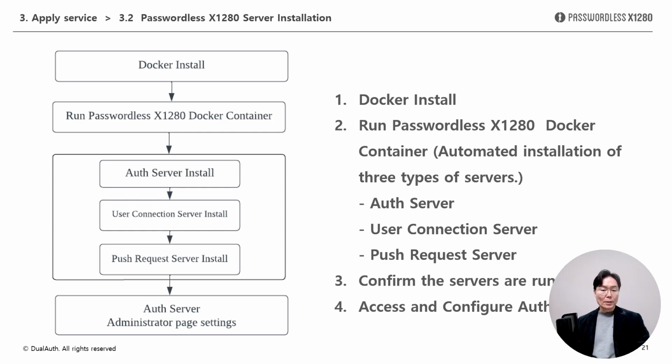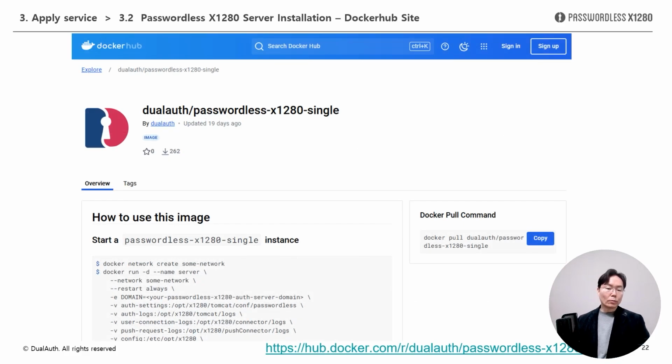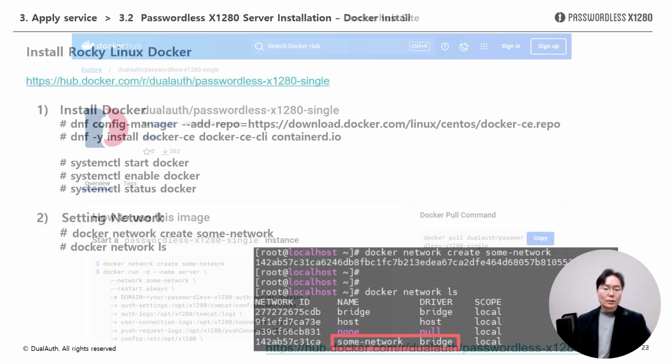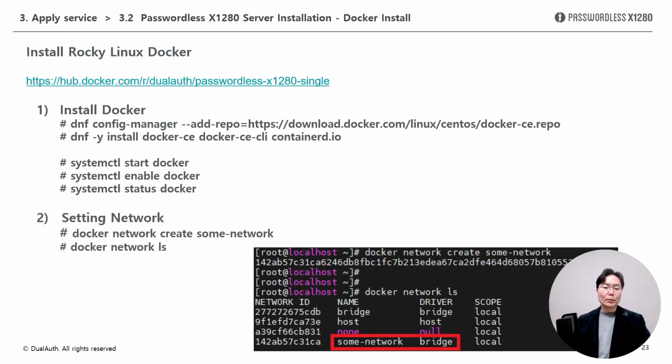The Passwordless X1280 server can be easily installed using Docker. When you run the Passwordless X1280 Docker container, the Passwordless X1280 server will be installed. After the server installation, a process is available for configuring settings on the administrator page. You can search for the Passwordless X1280 single Docker container on the Docker Hub website. The server can be installed in any environment where Docker can be installed. I will demonstrate installing Docker on a Rocky Linux server among those options.